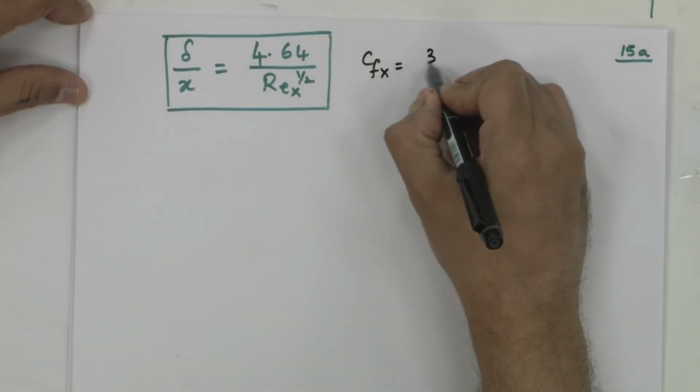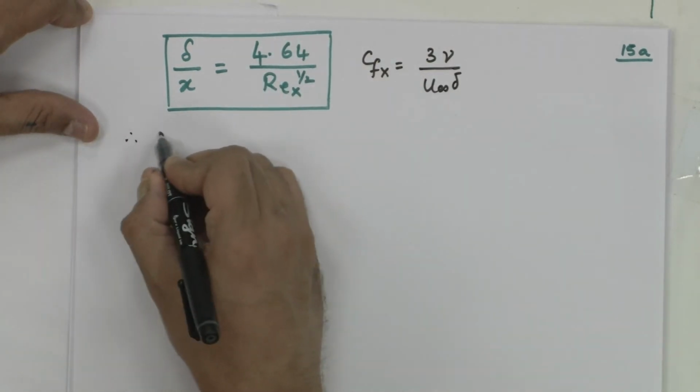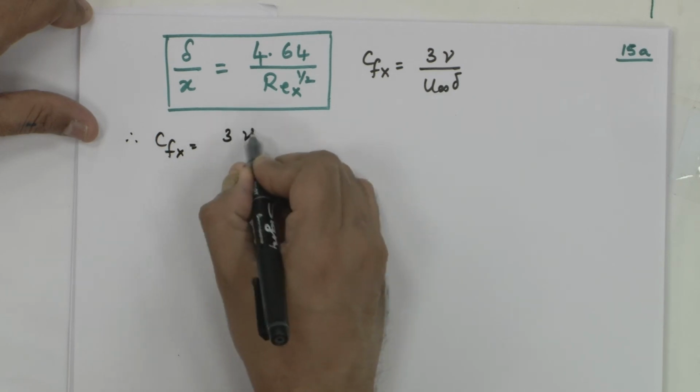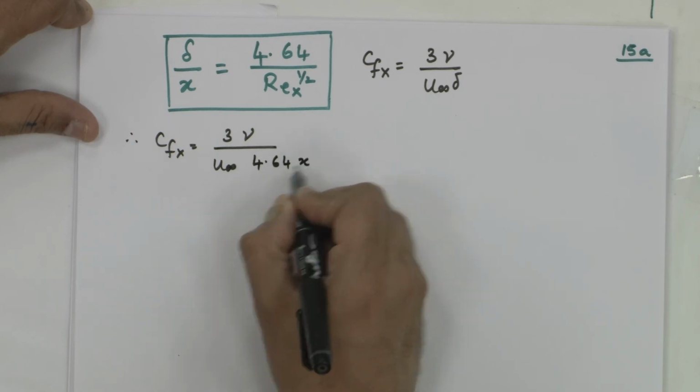The 4.64 would tend to 5 if I go to a more accurate profile, take a higher order polynomial, maybe 5th order or something like that, but it is not so easy because we need to develop physically correct boundary conditions to take care of that. Using this, we can write Cfx is nothing but 3 nu by u infinity delta. This was derived.